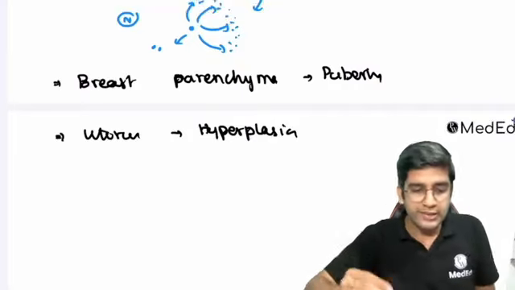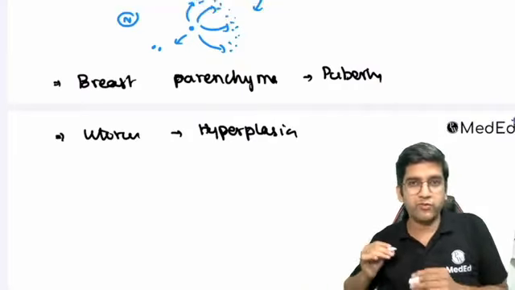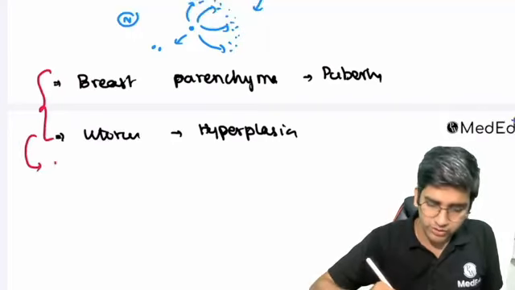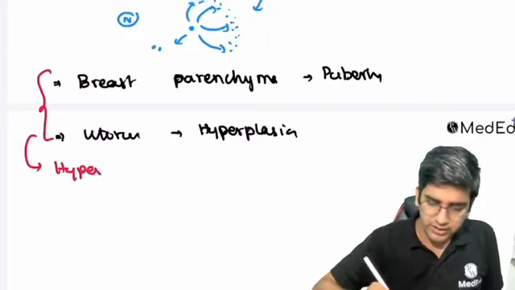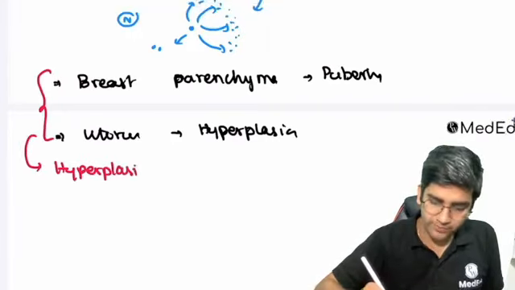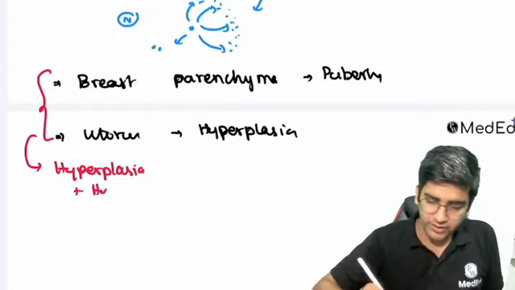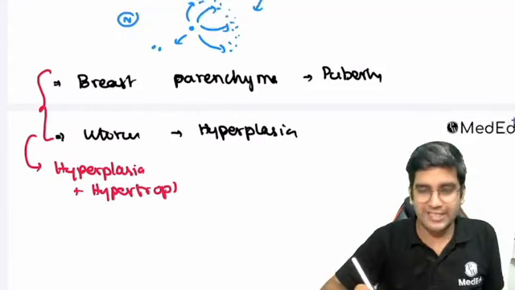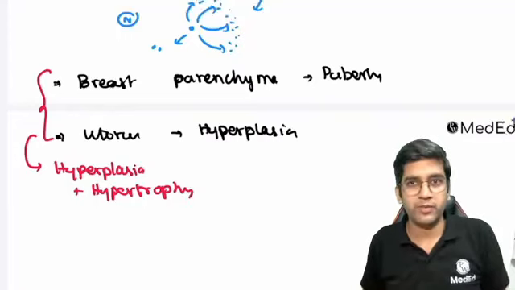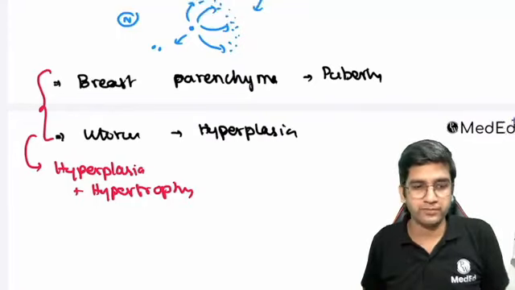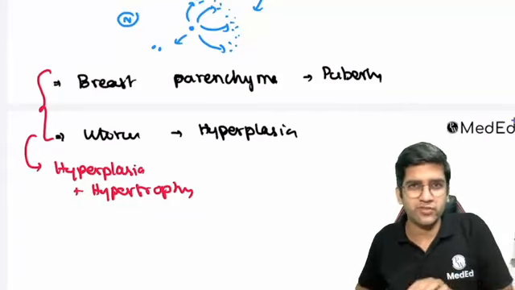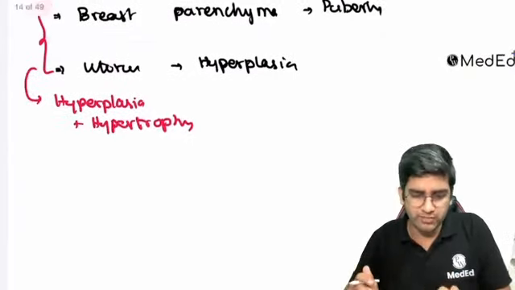But one unique thing, from an MCQ point of view, is that these both organs will have both hyperplasia and hypertrophy. That's one unique thing. Please don't go into the fight of which is more, which is less. That is not required for me. It has both hyperplasia and hypertrophy. Okay, so those are a few examples of hyperplasia. One more hyperplasia, then we'll go to the next part.